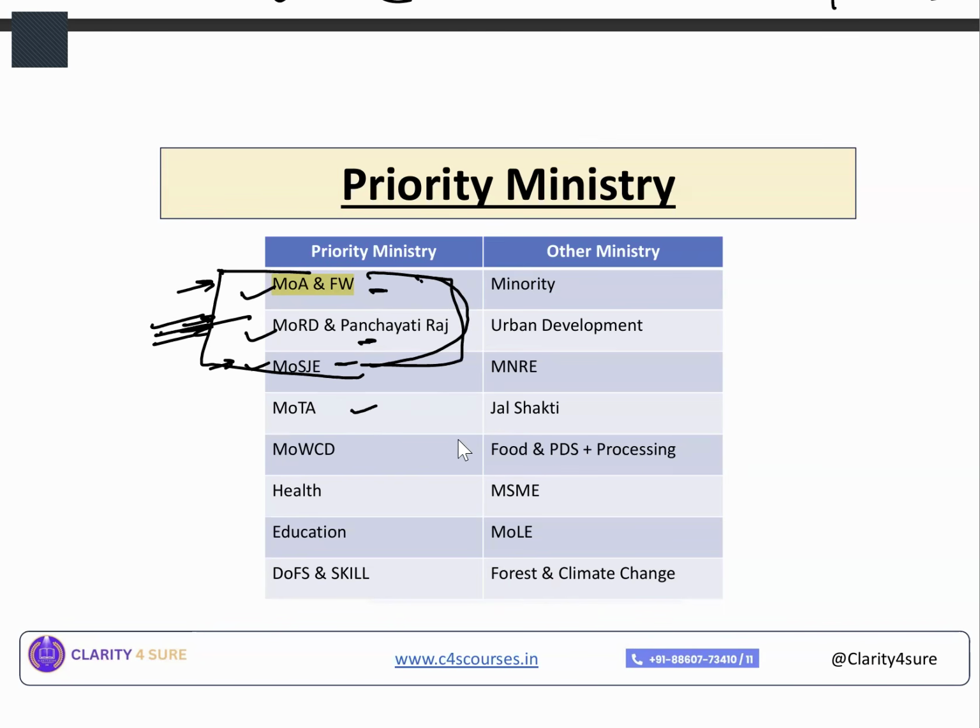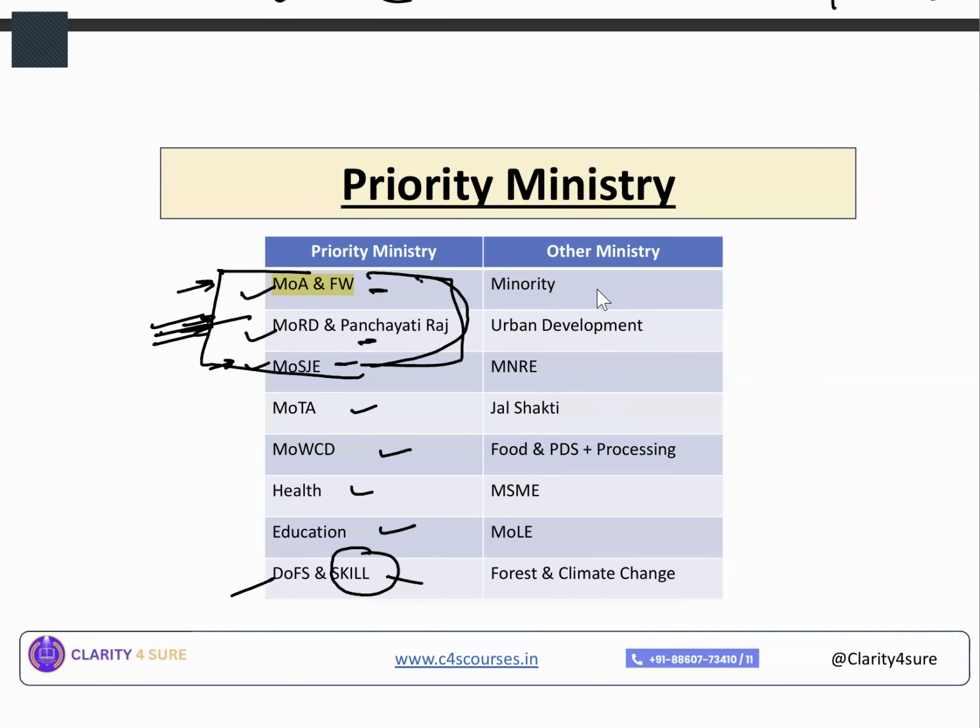Next is tribal affairs, women and child development, health, education, Department of Financial Services, and skill. Skill is also very important. So you have to look into these priority ministries and try to cover whatever the recent developments are and the important schemes associated with them.